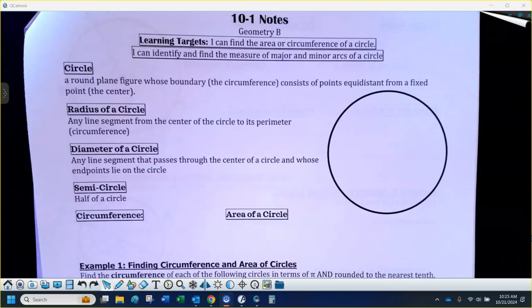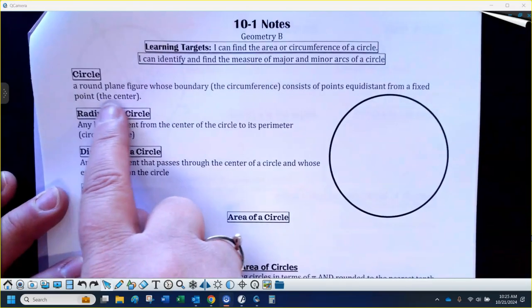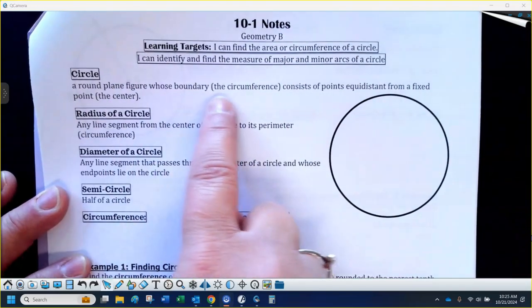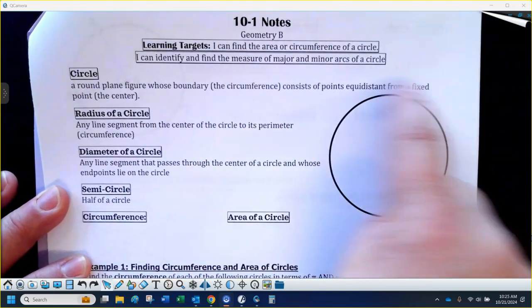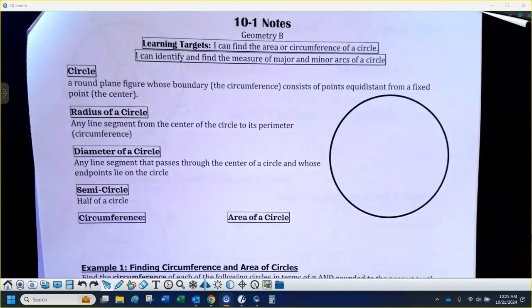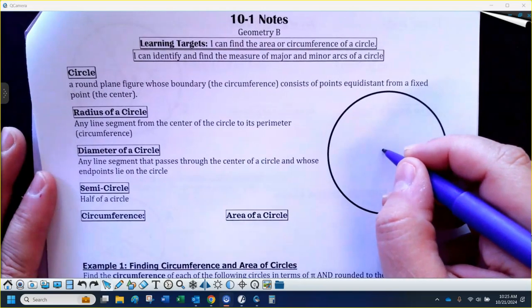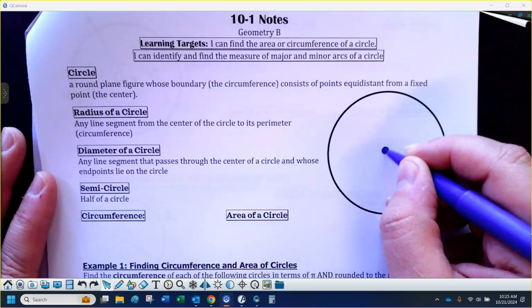These definitions, I just went ahead and typed them out for you. So here's a lovely picture of a circle. It just is a round, obviously, plane figure whose boundary, the boundary would be like the outside edge, consists of points equidistant from a fixed point, which they call the center. So I'm just going to eyeball and draw in here the center of the circle.